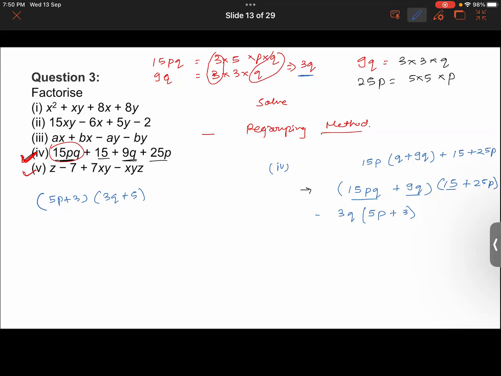And in 15P and 25P, what is the common which you will be getting? Simply factorize them. 15 is 3 into 5, and 25P will be 5 into 5 into P. So 5 is common here. You will be taking 5 common in both of them, so it's 3 plus 5P. So 5P plus 3 and 5P plus 3 here. So 3Q plus 5 will be written here and multiplied with 5P plus 3. Well done, Arhan. That is correct.